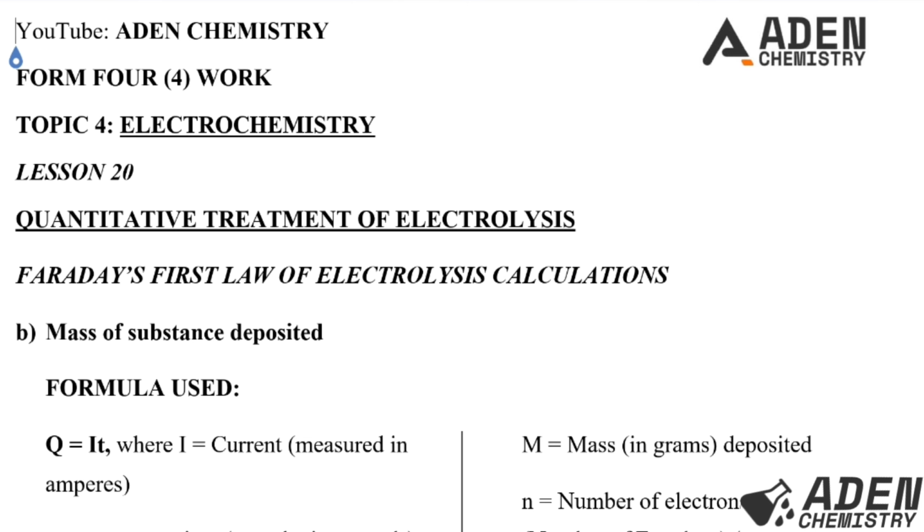Hello students, welcome. Previously, in lesson 19 from topic 4, we were dealing with the qualitative treatment of electrolysis, and we have done Faraday's first law of electrolysis calculations, and we have done the first aim, which was determining the quantity of electricity passed. So today, lesson 20, we want to proceed to the second aim in the calculations of Faraday's first law of electrolysis, which is determining the mass of substance produced.